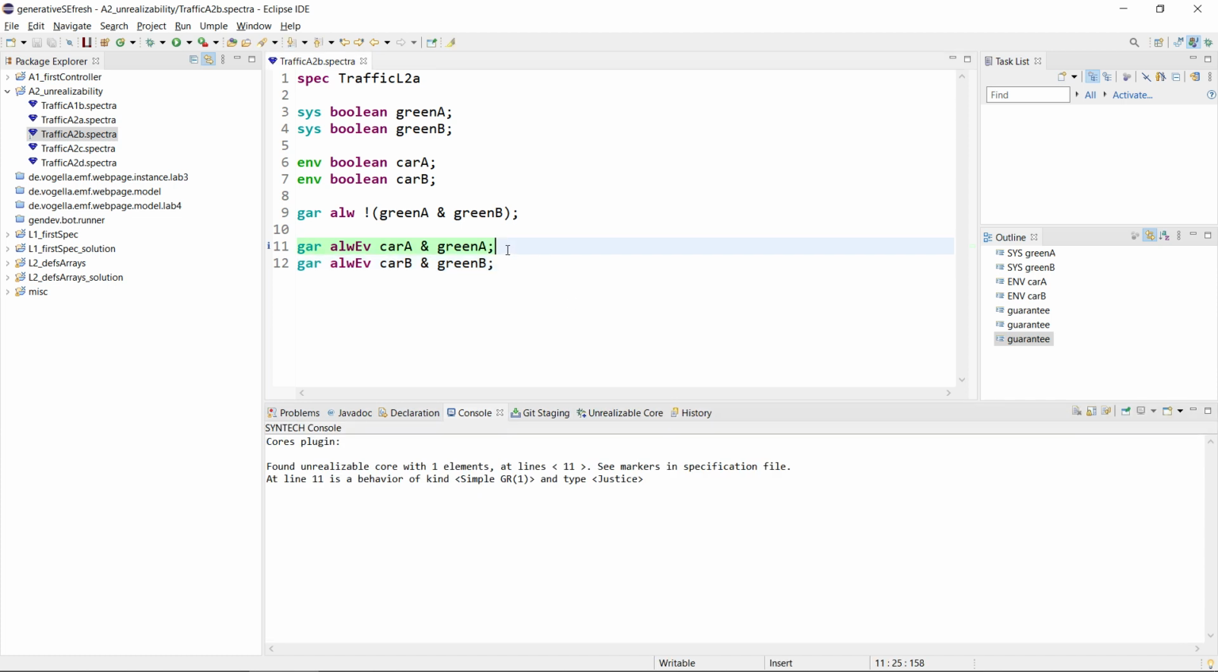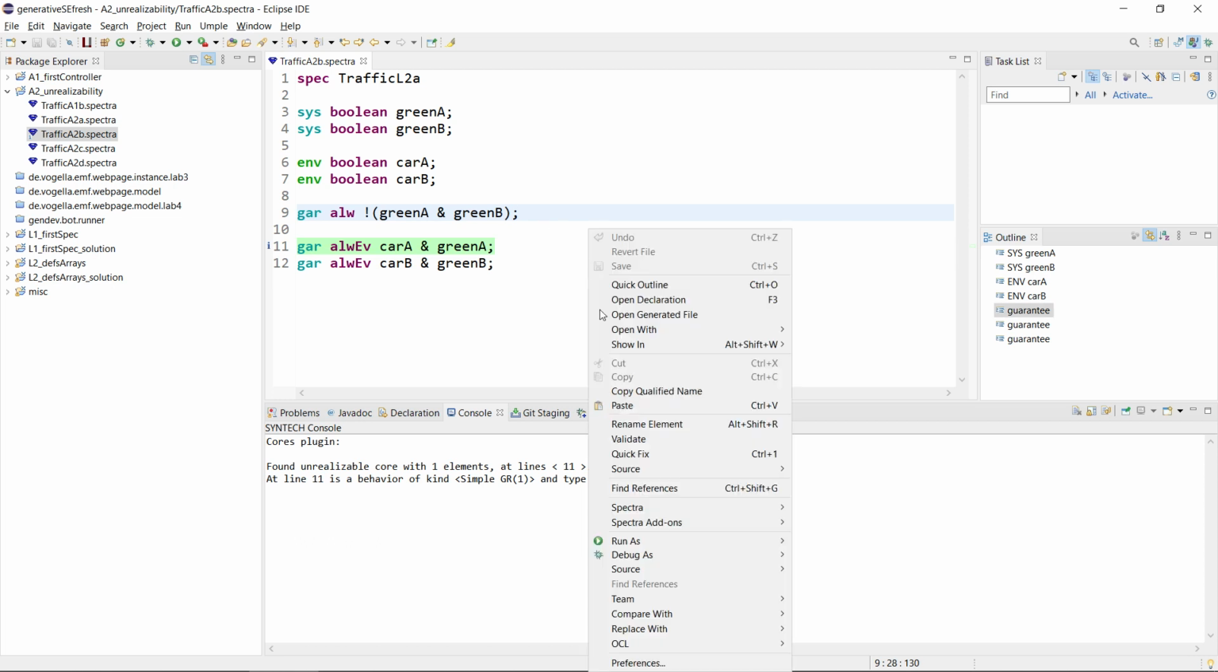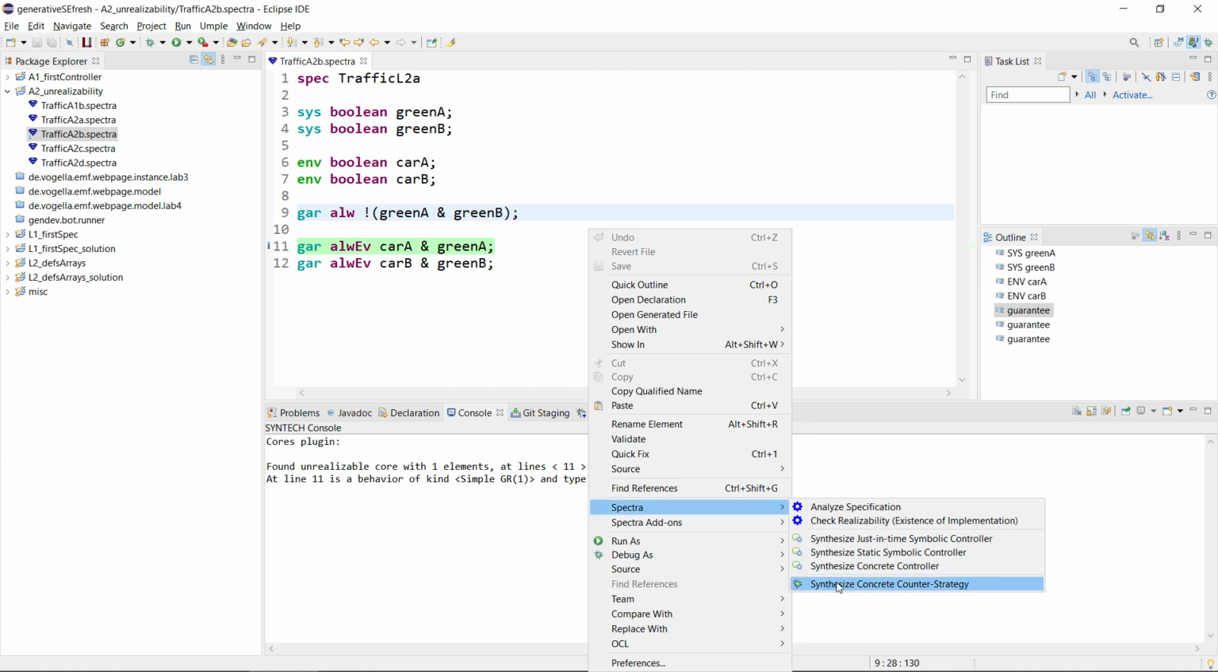Let's see if the core tells us anything. There is a core of a single guarantee. This guarantee says always eventually we have a car on A and green A. And we say we never have green A and B together. So the core really just had a single thing here. So let's have a look at a counter strategy.